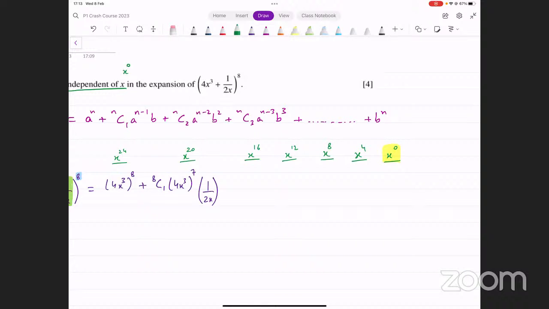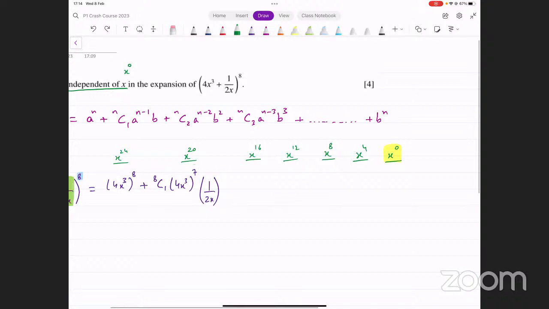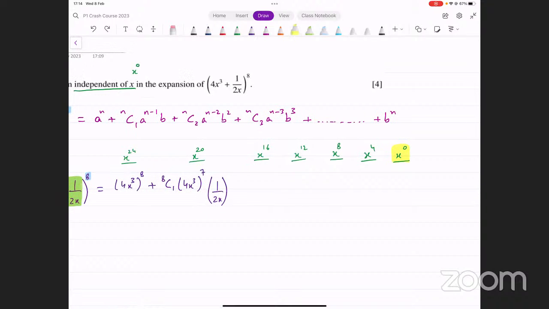See what the pattern is. In the first term, you've got a power 8. In the next term, you've got power 7. Look at how these numbers are changing. So the top number with C, that remains constant.